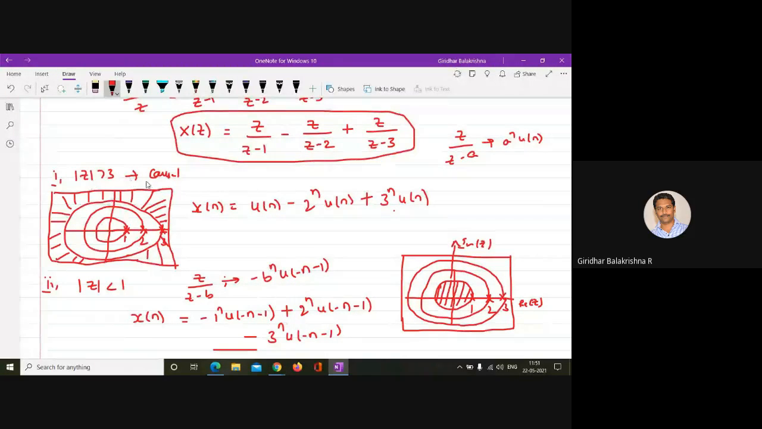So from the given condition, you need to say whether it is causal or anti-causal or non-causal also. Third case is also given, that is non-causal. This is which system?